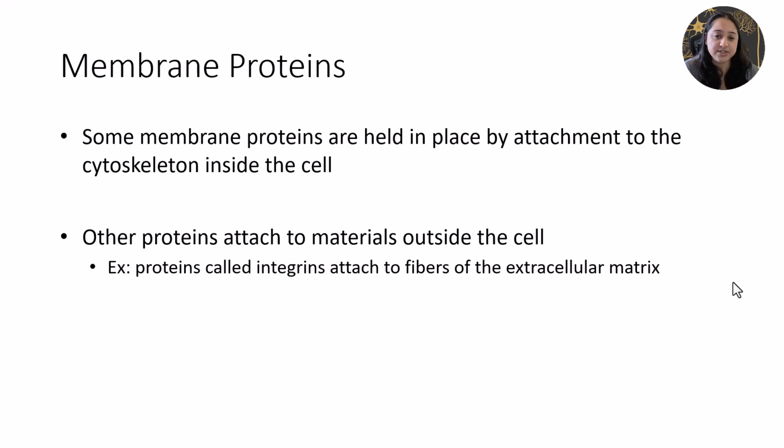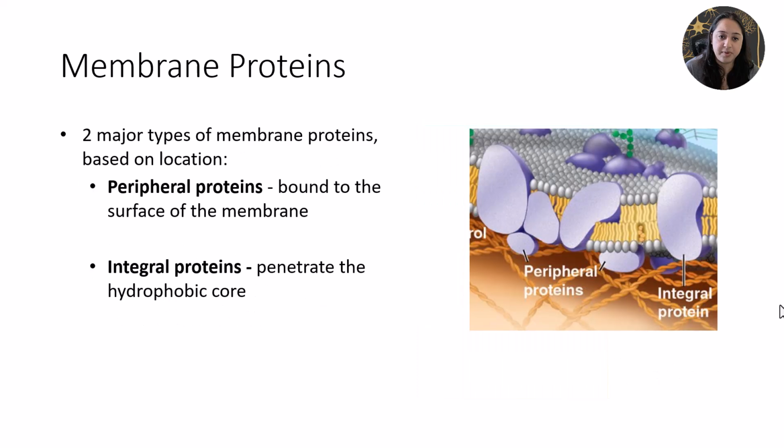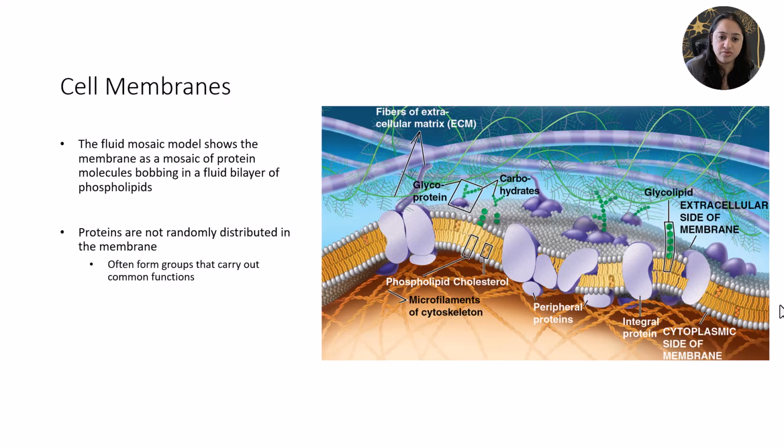Some membrane proteins are held in place by attachment to the cytoskeleton inside the cell. Some other proteins attach to materials outside of the cell, like the extracellular matrix. There are proteins called integrins that attach to fibers of the extracellular matrix. Let me go back to this one. For this protein, you can see there is a protein and then another protein anchoring it to the extracellular matrix. You can't really see exactly a point of connection, but some of these proteins are connected to the cytoskeleton.